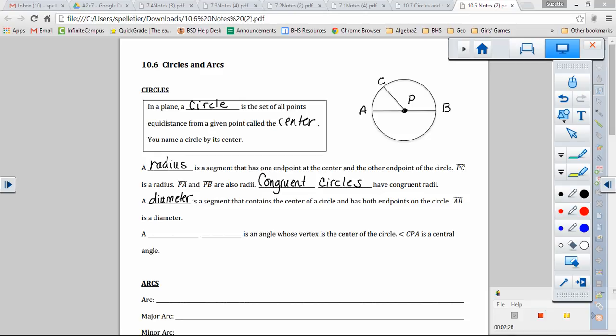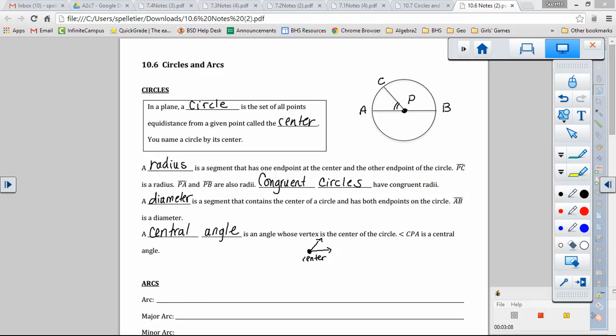Okay? A central angle is an angle whose vertex is in the center of the circle. So remember, we have this angle, and this is the vertex point. So if that vertex point is the center, then that's considered a central angle. Angle CPA is a central angle, this one, because the vertex is at the center of the circle. Okay, so those are just some terms about a circle. When we say radii and we say diameter, I will repeat the definitions of them, but that just gives you a little bit of an idea.